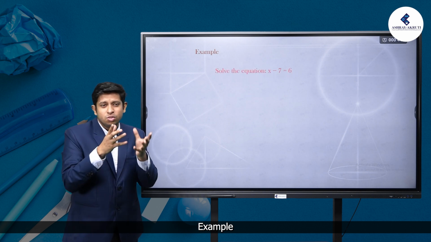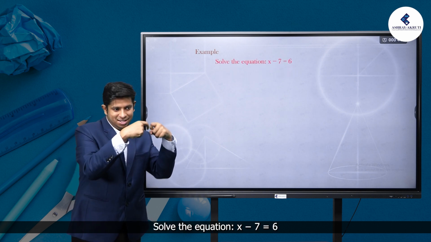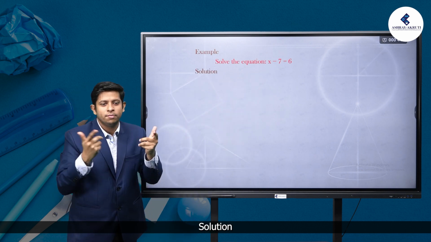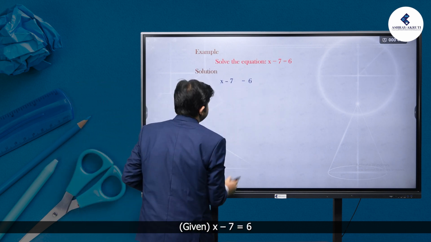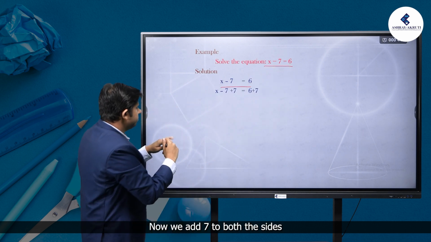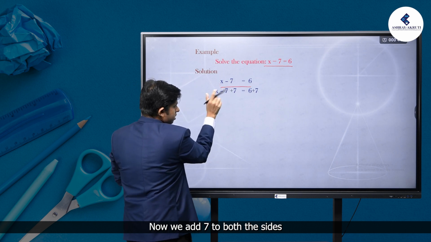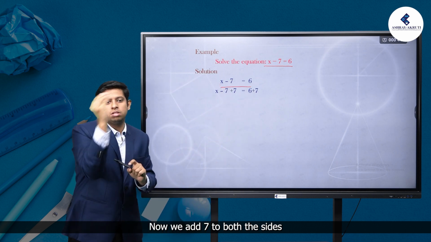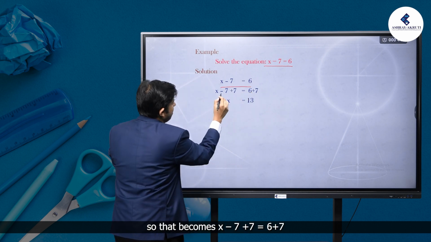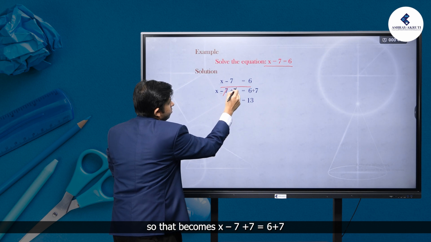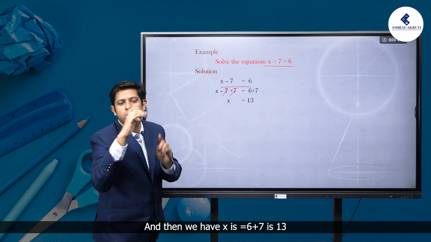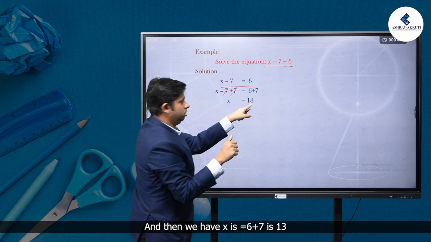Example: solve the equation x minus 7 is equal to 6. Solution: given x minus 7 is equal to 6. Now we add 7 to both the sides. So that becomes x minus 7 plus 7 is equal to 6 plus 7. Minus 7 plus 7 cancels, and then we have x is equal to 6 plus 7 is 13.